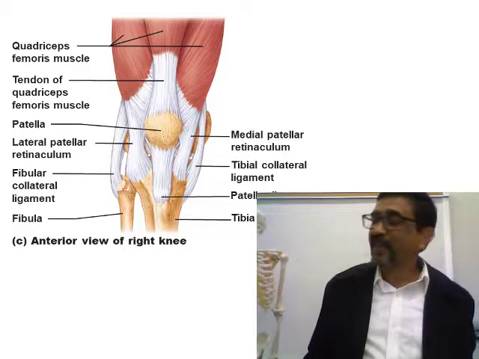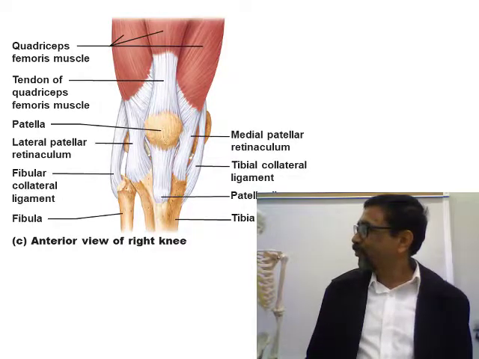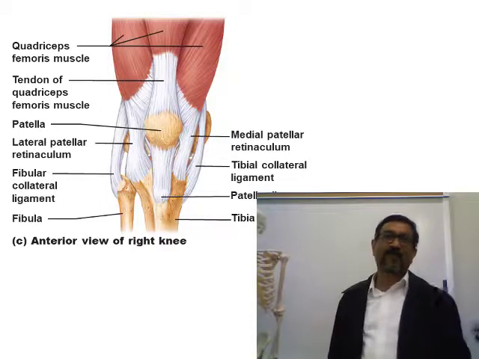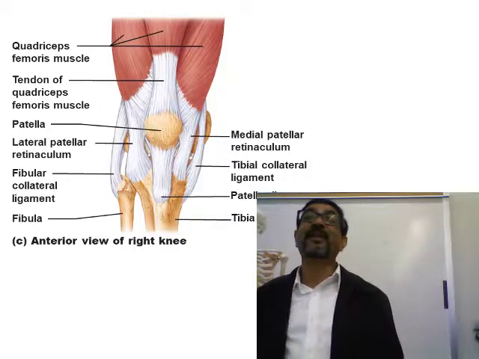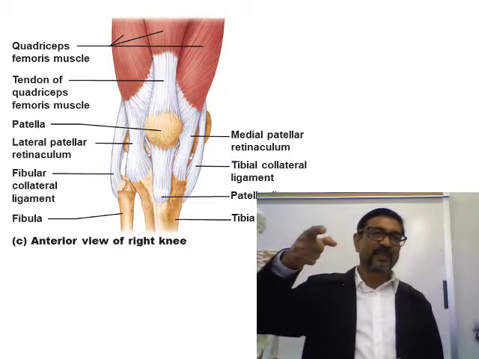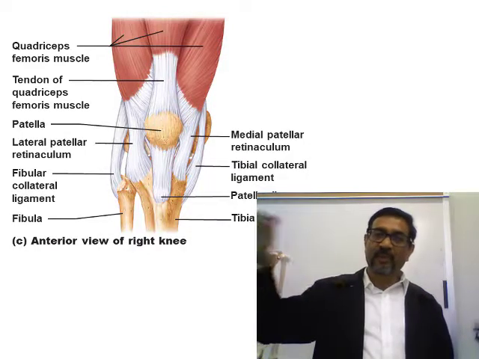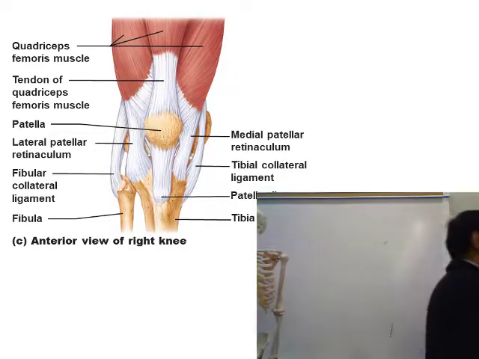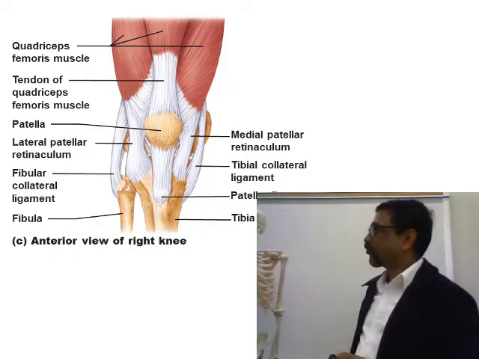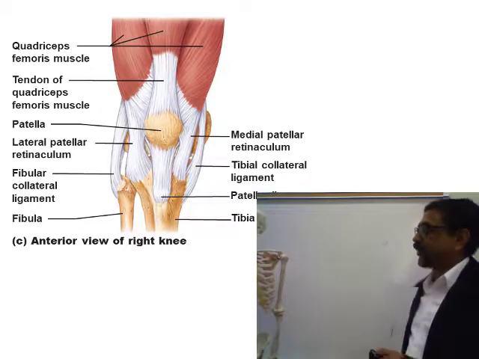Now, exactly similar structure below the patella is connecting the patella to the tibia. That's why this is called patellar ligament, not tendon. Why? Because it is bone to bone. If the structure is connecting one bone to another, that is a ligament. But structurally, they are the same: dense regular connective tissue.